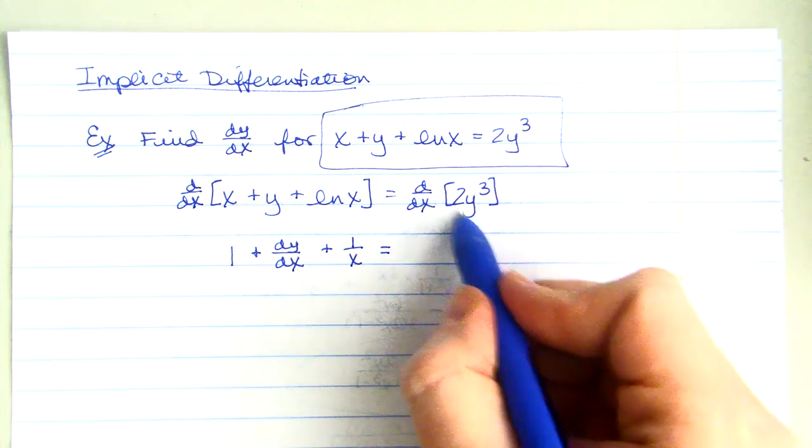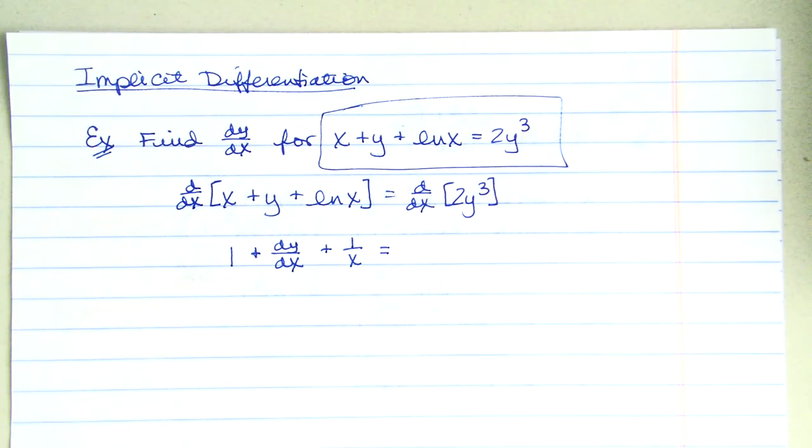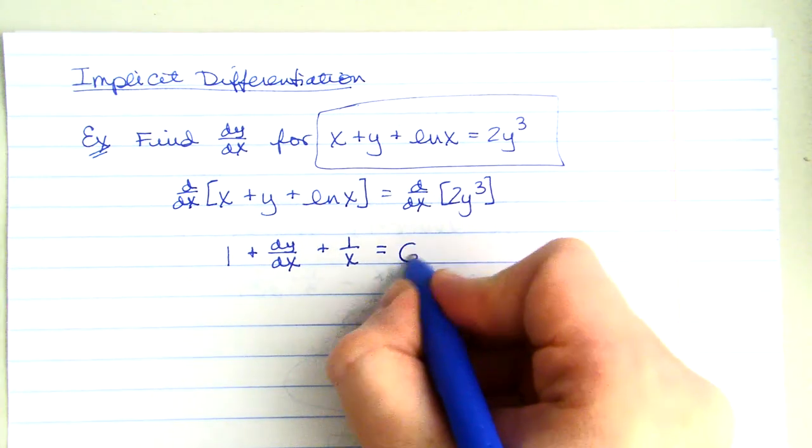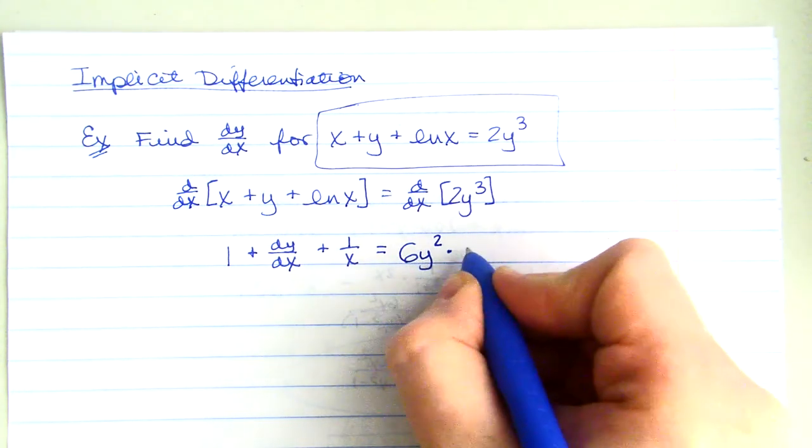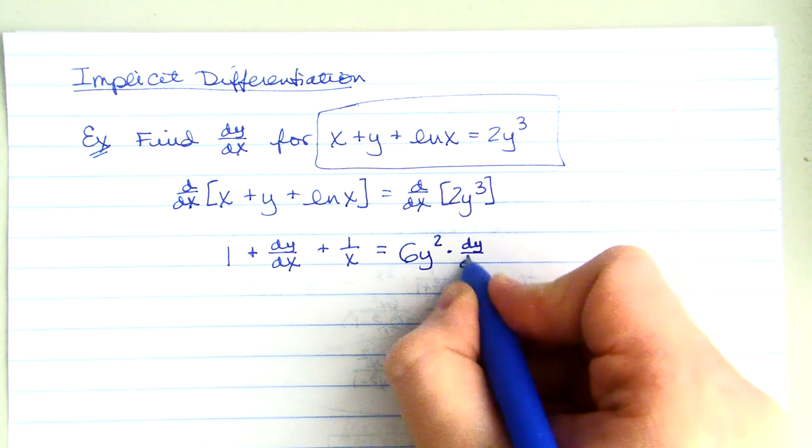On the other side, see if you remember how to do this. What's the derivative of 2y cubed? I need chain rule here. This is 6y squared times the derivative of y, so times dy dx.